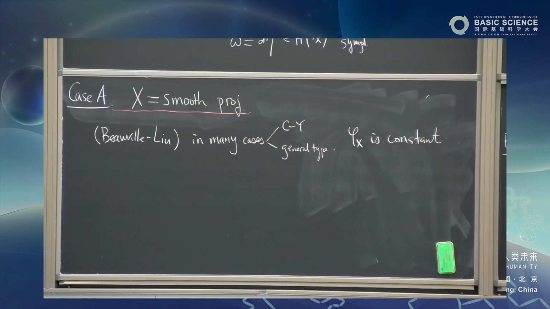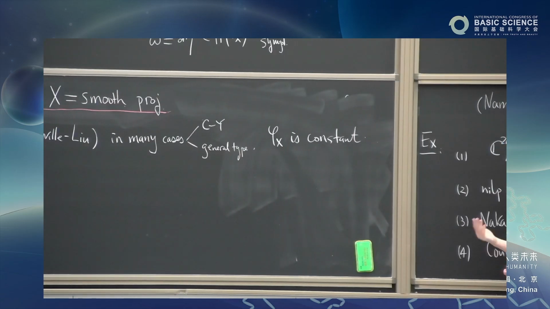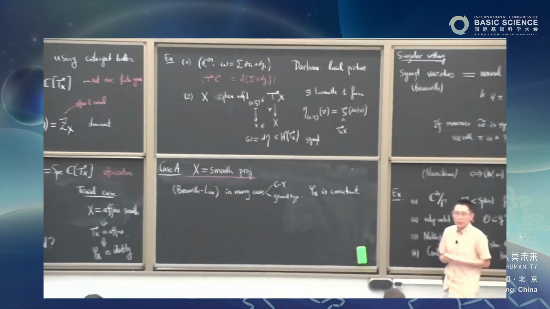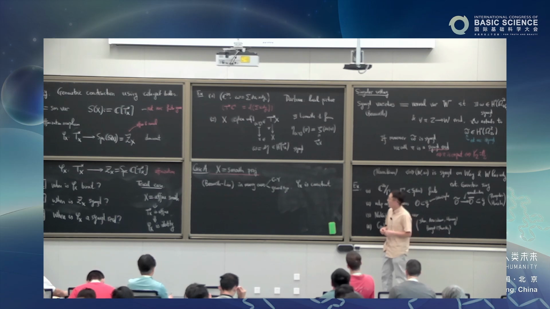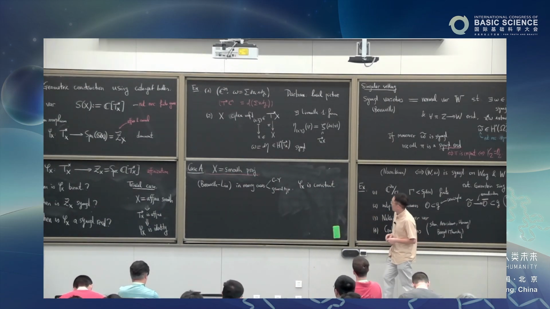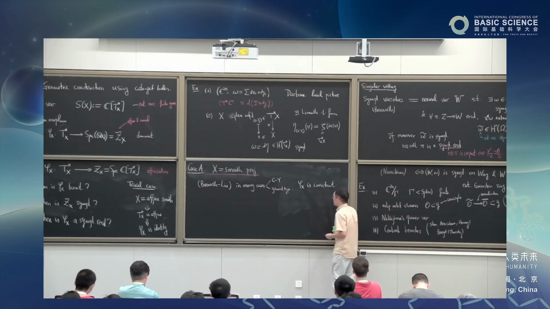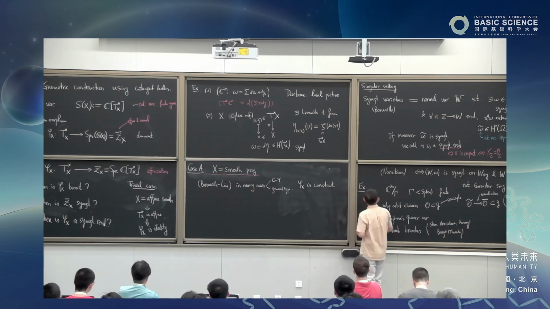So which means there's no non-trivial global functions on this cotangent bundle. So in many cases, the only interesting case is the final case. In fact, let me give you one example where this is non-trivial.